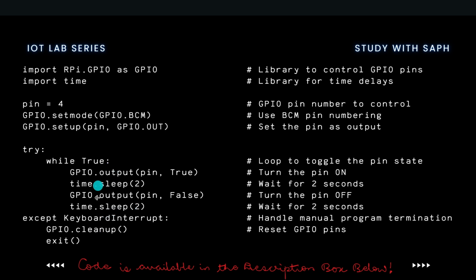And this continues as long as there is no keyboard interrupt given. Keyboard interrupts are the control signals such as Control C or Control Z. Whenever that is given, these two commands get executed: GPIO.cleanup and exit. GPIO.cleanup resets all the GPIO pins. The previous state of a given GPIO pin is erased so that whenever we run a new program, it starts afresh. And exit just exits out of the program.